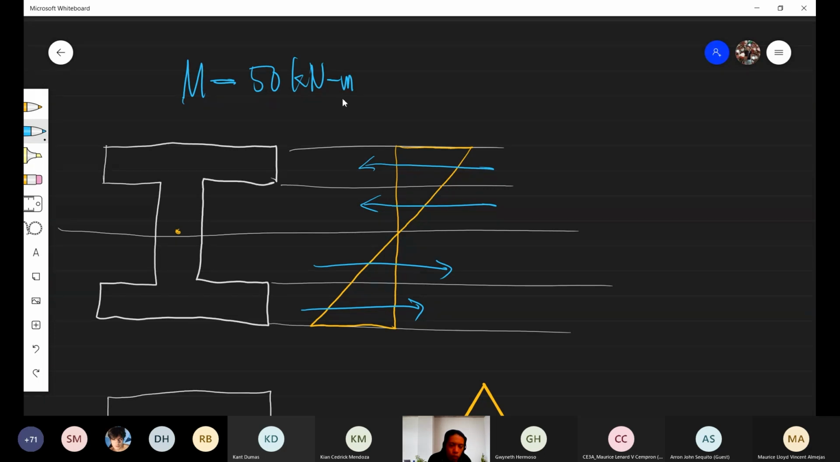Okay? Now, the common question is, how many percent of the moment, ini nga moment nga 50 kilonewton, is carried by the flange? How many percent of this moment is carried by the flange? And how many percent is carried by the web? Okay? So, amo ito net common question. The percentage of the moment carried by the flange and the percentage of the moment carried by the web. Okay, amo ito net common question. Similar with this one.